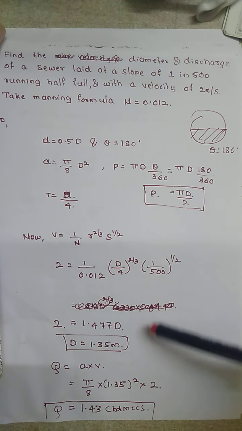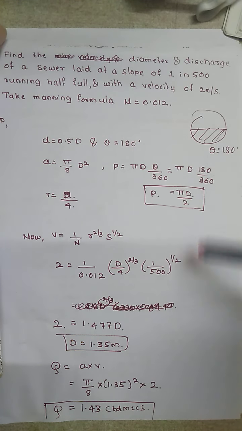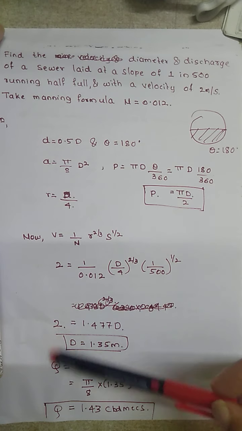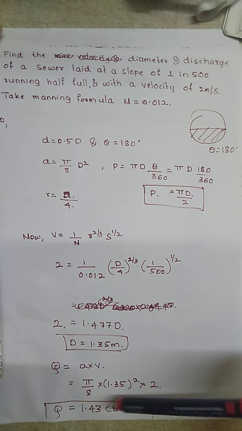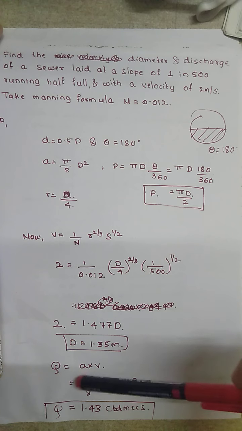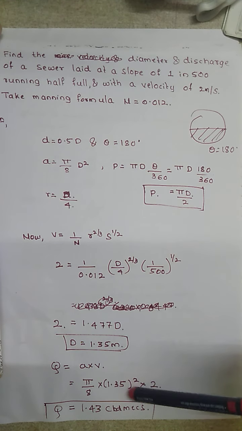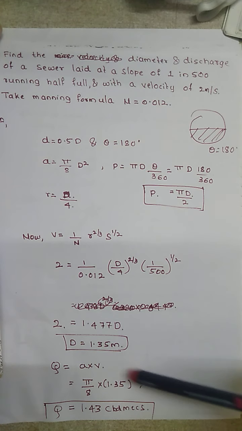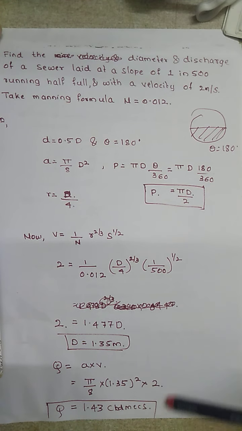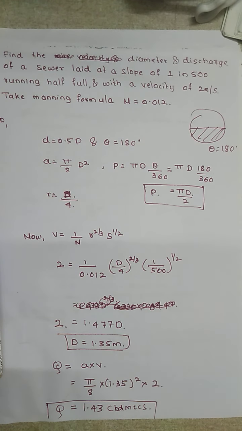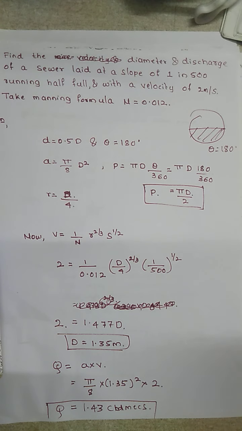Then you need to determine the discharge. How can you determine it? When it is running partially full, that is half full, Q is equal to A V, that is pi by 8 into D square. D square is again 1.35 and V is 2 meter per second, so Q is equal to 1.43 cumecs. So this is how first you need to see what you need to determine, and then you need to utilize the formula according to your requirement.